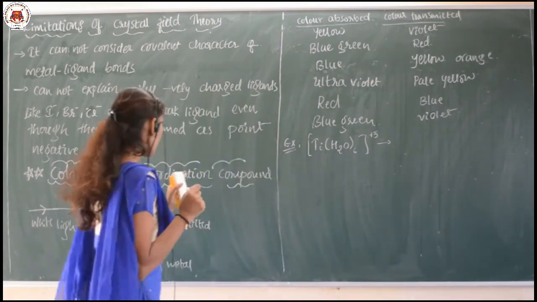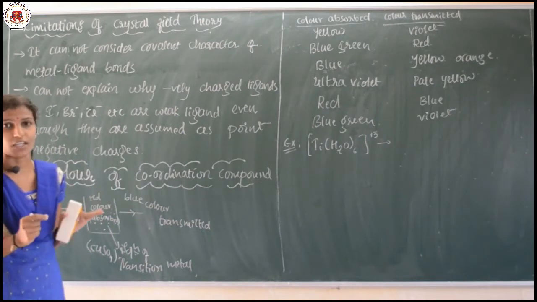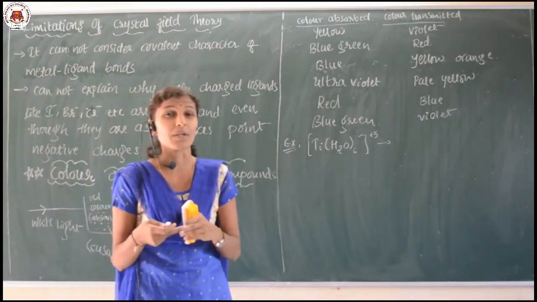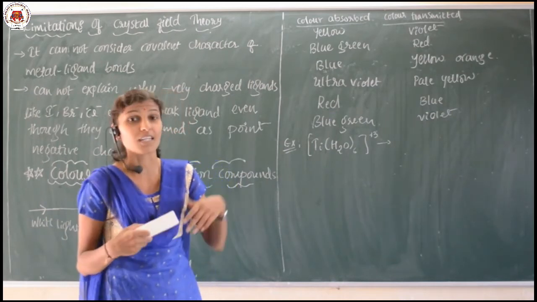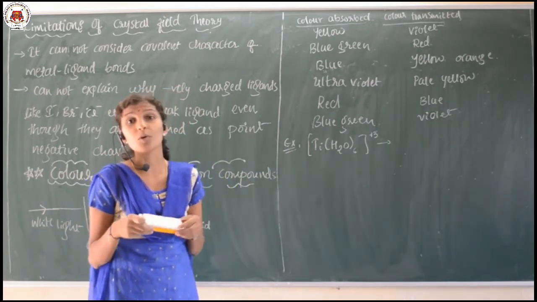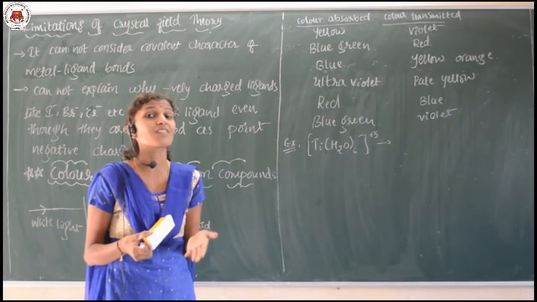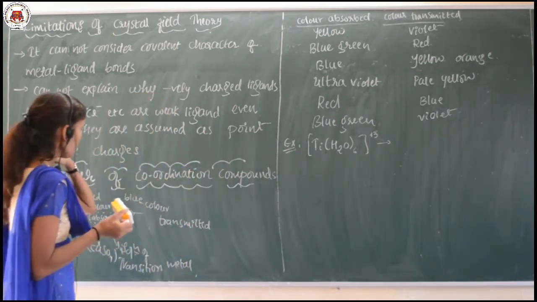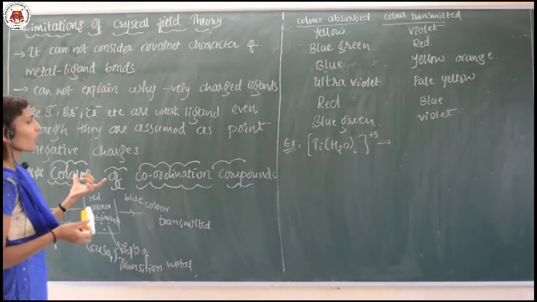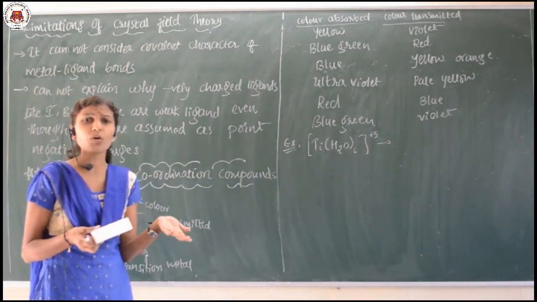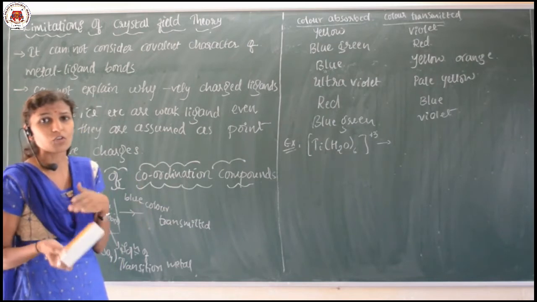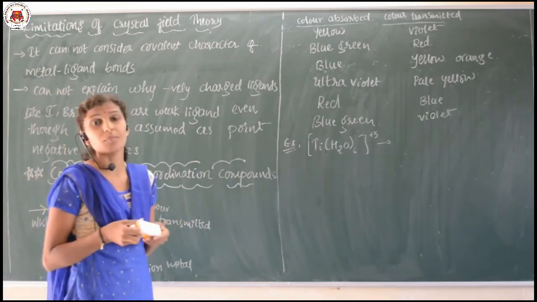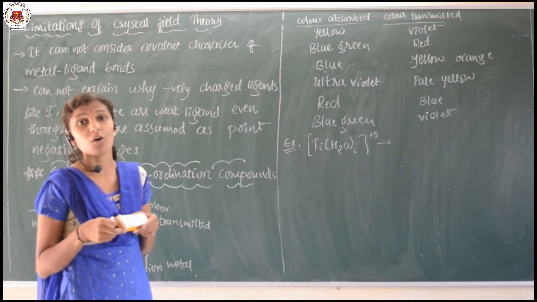So, let us discuss the color of the coordination compounds. As you know, the transition metals exhibit different properties, and one very important property of the transition metals is that they exhibit color. Here we are going to discuss the color of the coordination compounds. As you know, the coordination compounds also consist of d metals, that is, metals which have d orbitals.